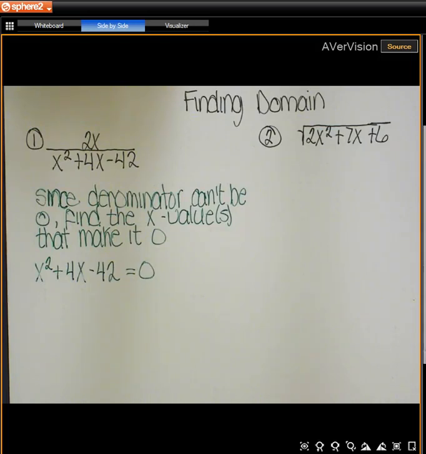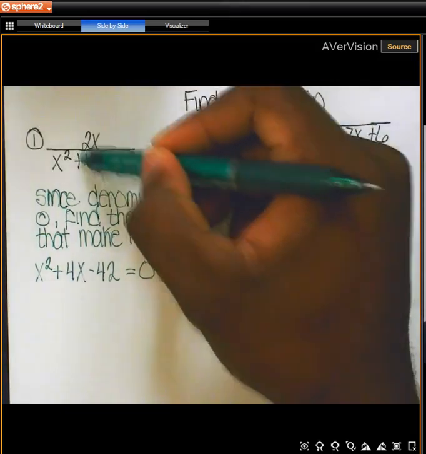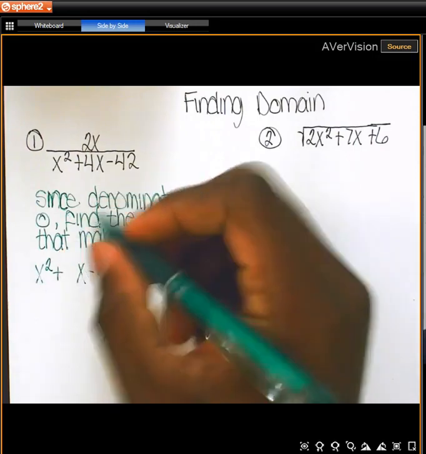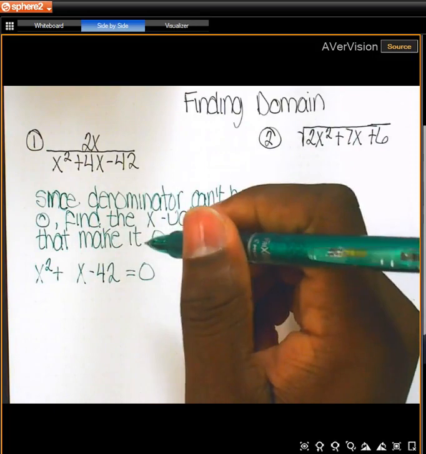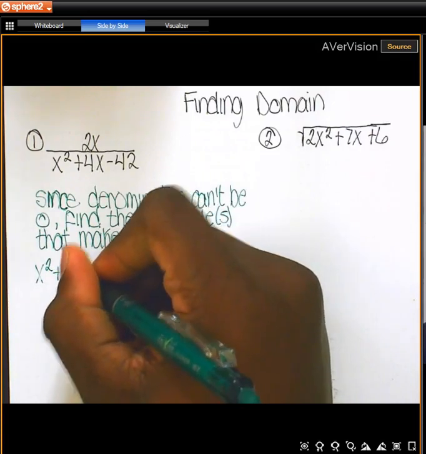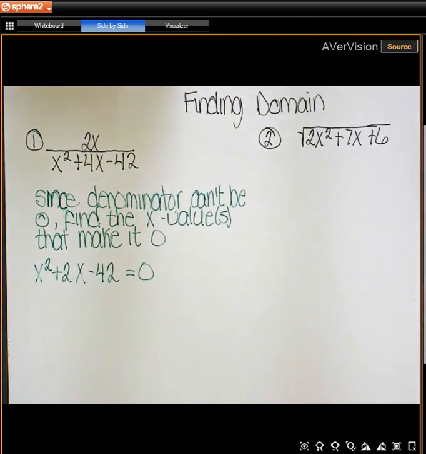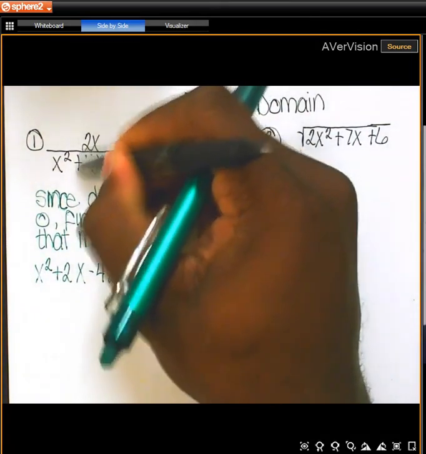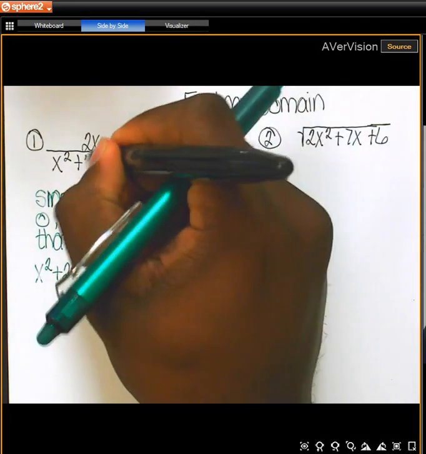Then why so quiet? Okay. What if we change it to 2x? Is that better?